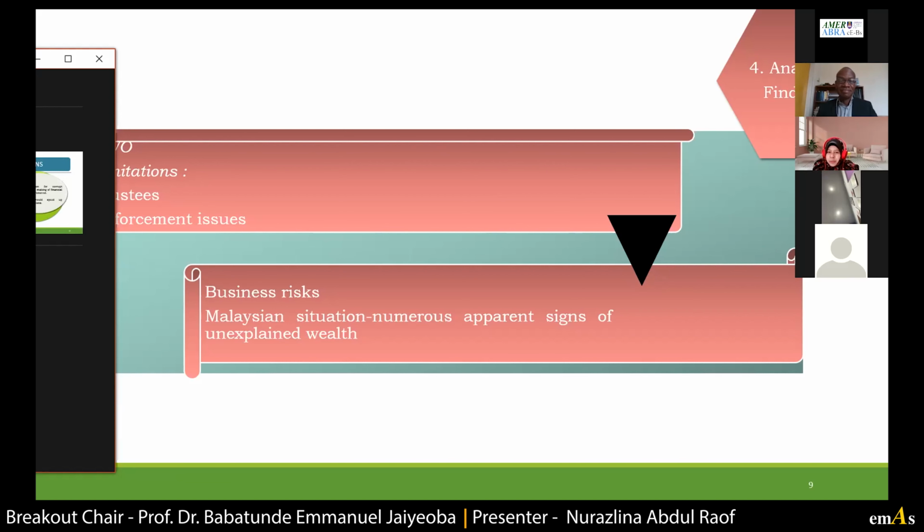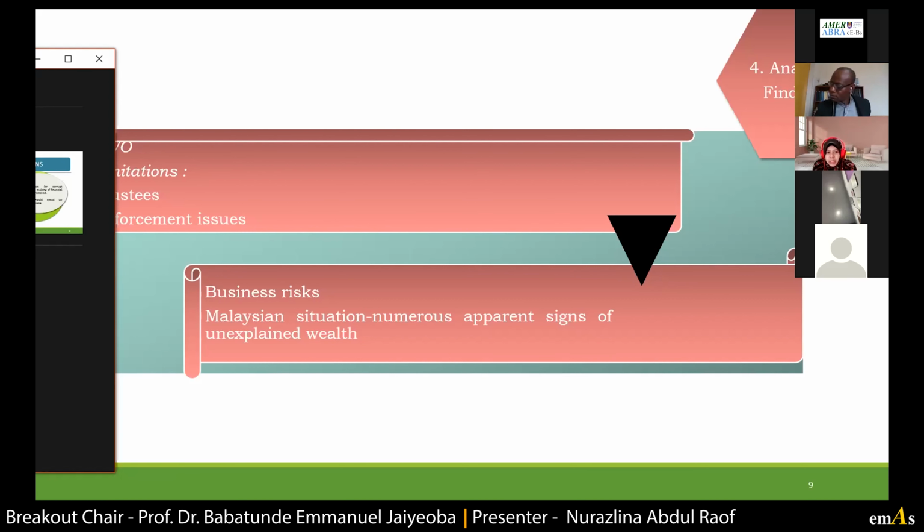There are also enforcement issues whereby the prosecution must be very careful, where they cannot encroach on the privacy, security, and tax mitigation of the respondent, as well as business risk. Business suffers if they are subject to the risk of civil proceedings.